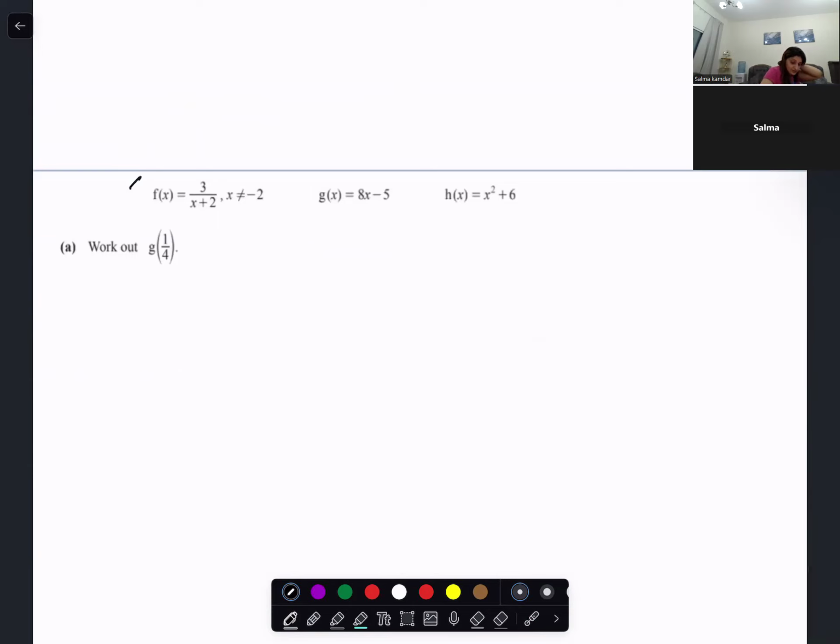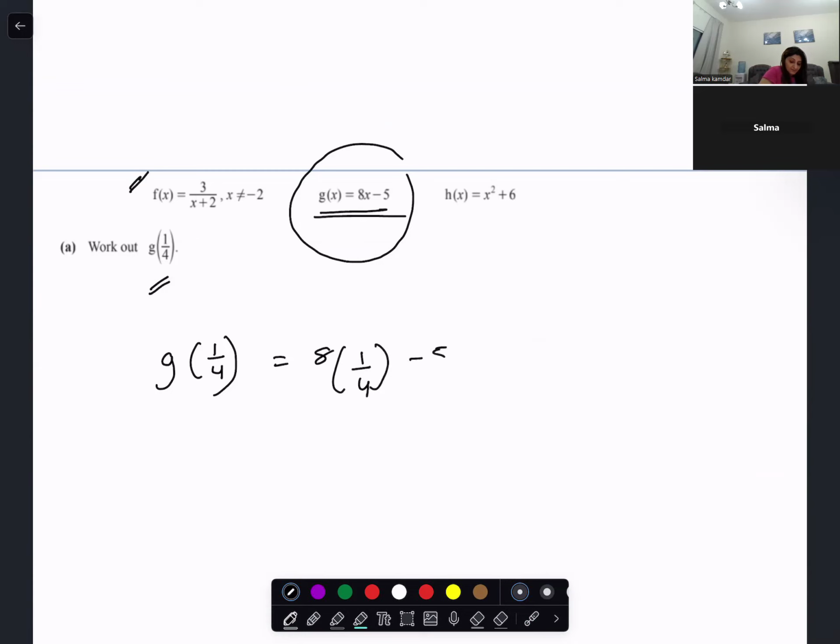You're given the function, 3 functions. They want you to find g of 1 by 4. That means you're going to use this function and you want to find the value of that function when x is equal to 1 by 4. So in place of x, just replace 1 by 4. So this would become minus 3. So this is how we solve it.